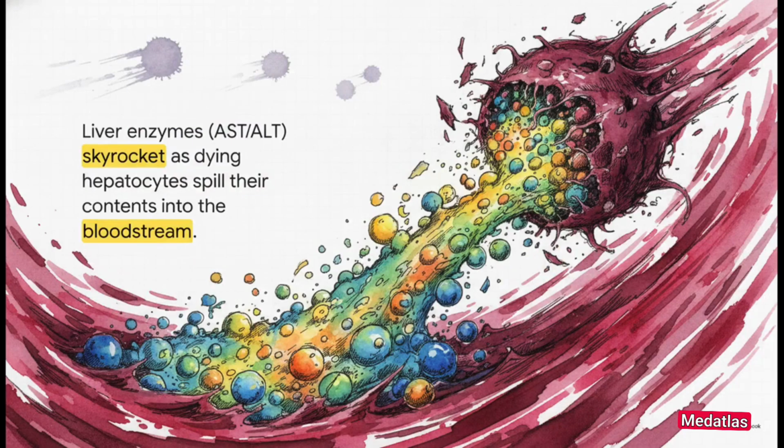If we draw blood during this phase, we see the sheer scale of the destruction. Liver enzymes, specifically AST and ALT, absolutely skyrocket into the thousands. This massive spike, that is the literal laboratory footprint of those CD8 T cells bursting open hepatocytes and dumping their internal content straight into the circulation.